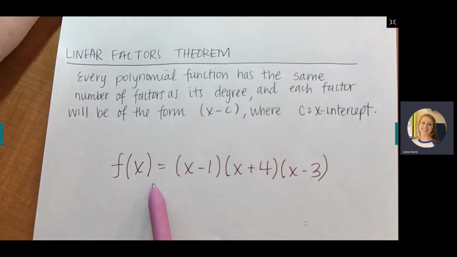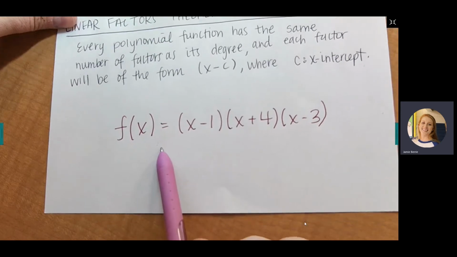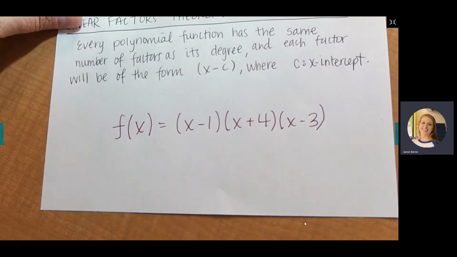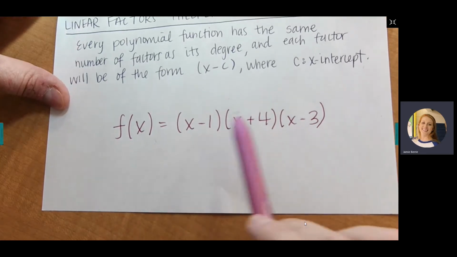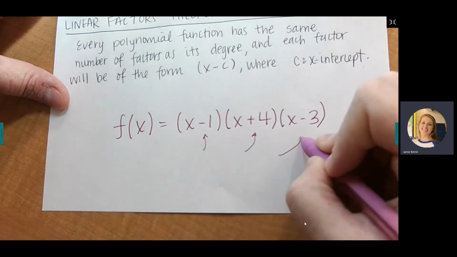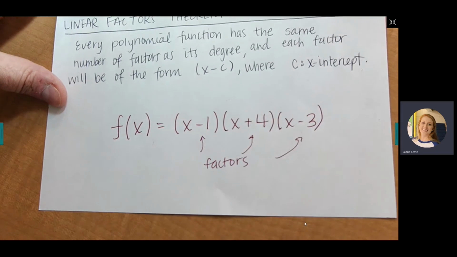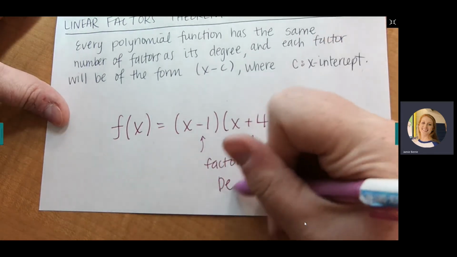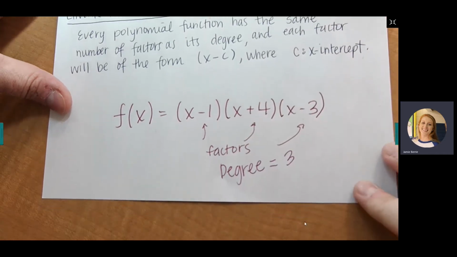All right, so let's take a look at this polynomial. F of x equals x minus 1 times x plus 4 times x minus 3. First of all, we can tell that this has 3 factors. Since it has 3 factors, it must be degree 3. So that tells us it's a third degree polynomial.